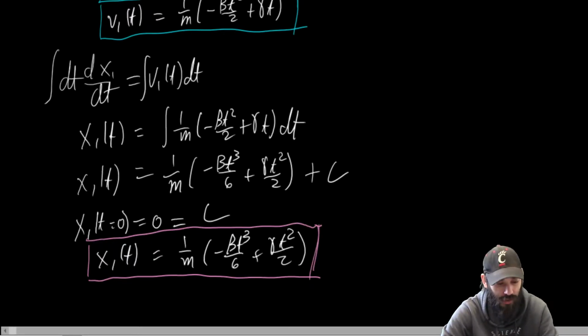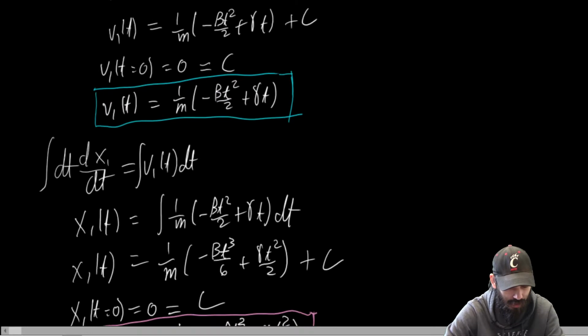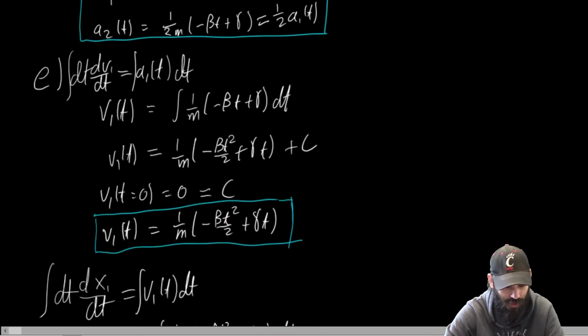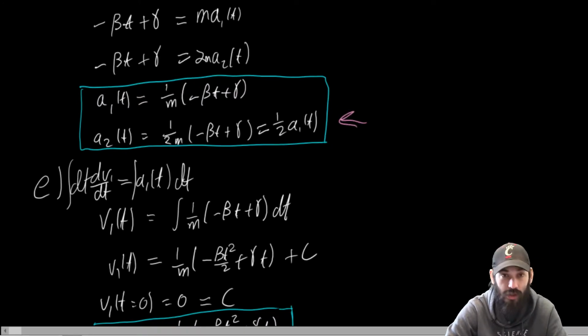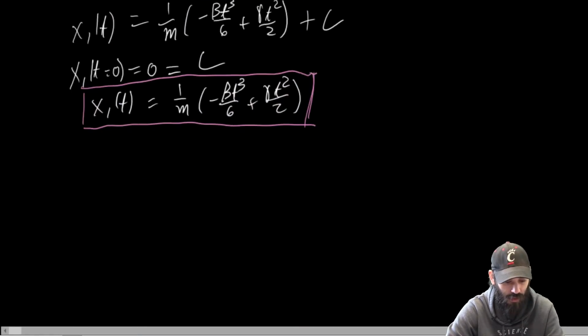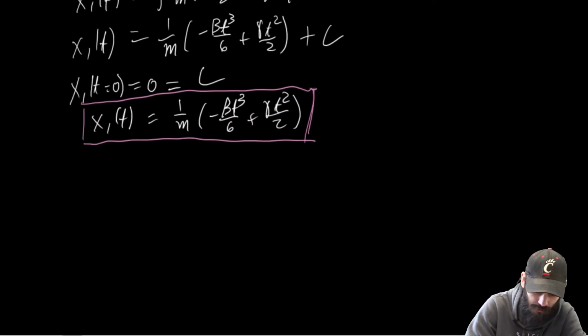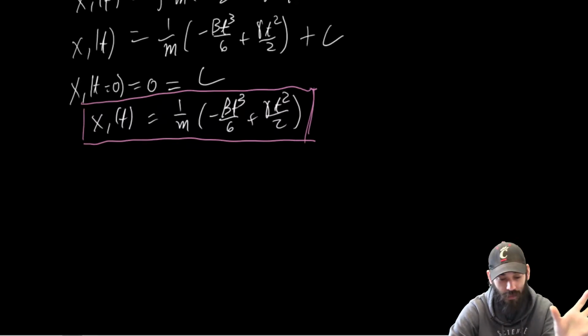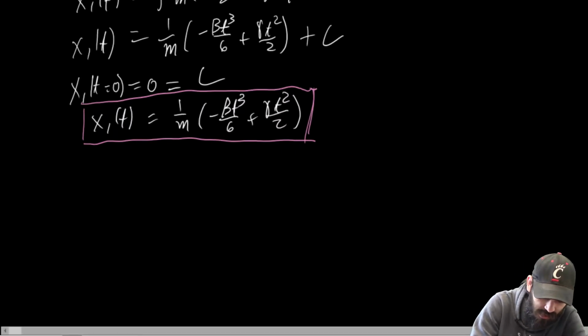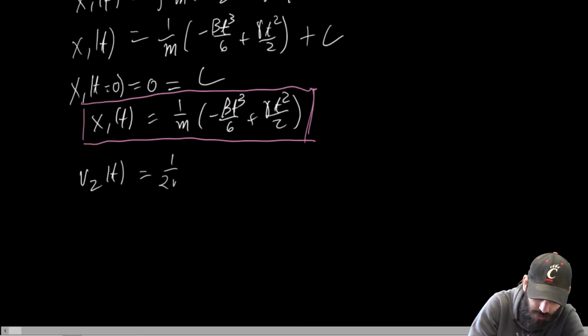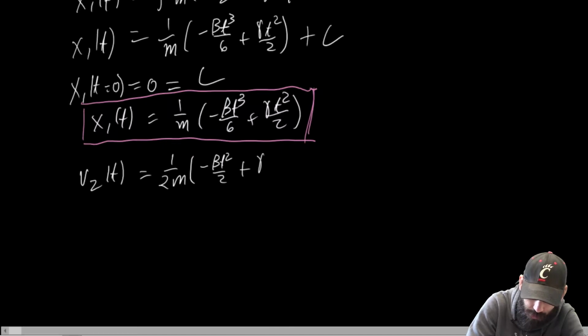Now, in order to find our position versus time and our velocity versus time for our second block, we can just go back to this relationship that I have here. Right? So the acceleration for 2 is just going to be half the acceleration of 1. And so when I'm doing this, you can go through the entire process yourself. Really, this ends up carrying a factor of 1/2 through the entire thing. And so what this is going to say is that v2 of t is going to be equal to 1 over 2m times minus beta t squared over 2 plus gamma times t.